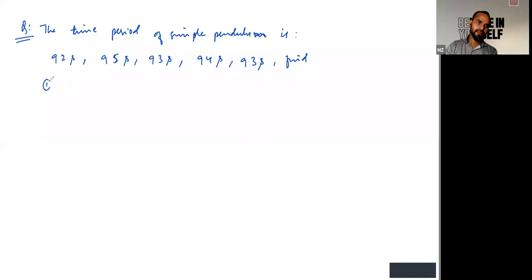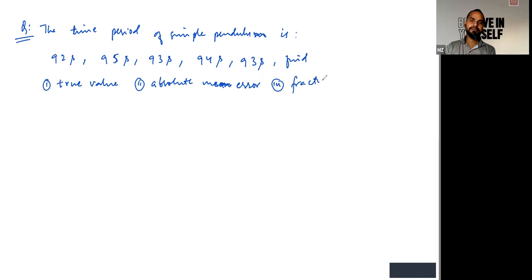Find first the true value, absolute mean error, fractional and percentage error. Try to solve using the same formula which we have discussed in the last part.